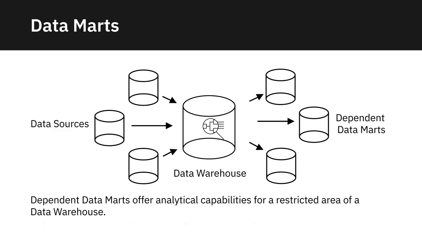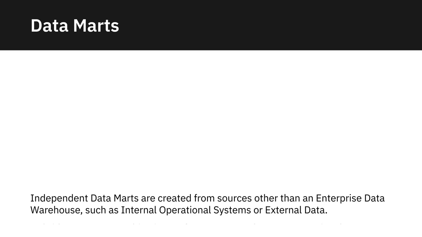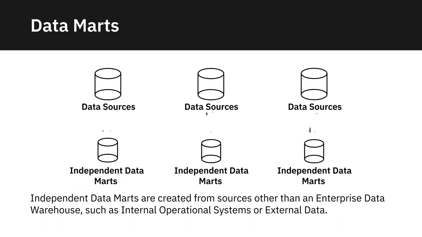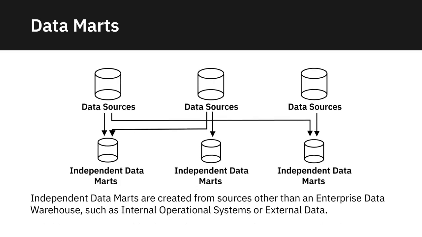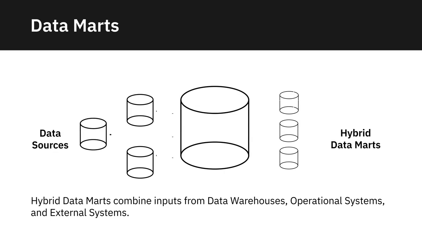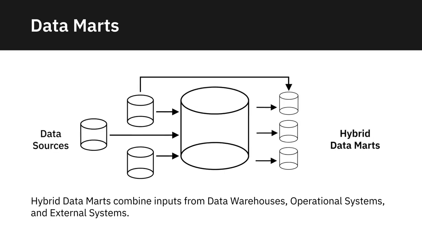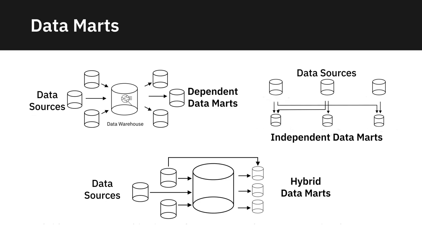Independent data marts are created from sources other than an enterprise data warehouse, such as internal operational systems or external data. Hybrid data marts combine inputs from data warehouses, operational systems, and external systems. The difference also lies in how data is extracted from the source systems, the transformations that need to be applied, and how the data is transported into the mart.